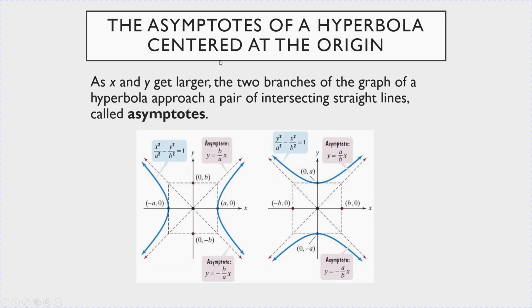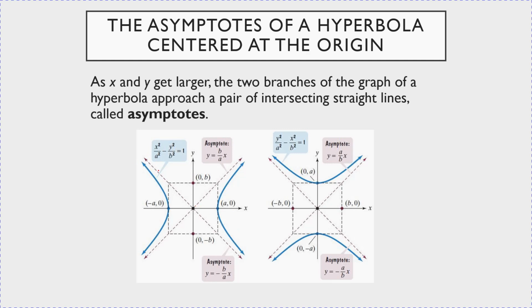So this is what this is going to look like. As x and y get larger and larger, the branches of the graphs of the hyperbola approach the pair of intersecting straight lines called the asymptotes here. And you're going to notice I've got this dotted rectangle in here that's going to help me sketch the graph. And so if we have x squared divided by a squared minus y squared divided by b squared is equal to 1, this is what your hyperbola is going to look like.